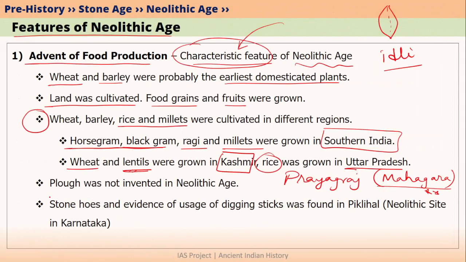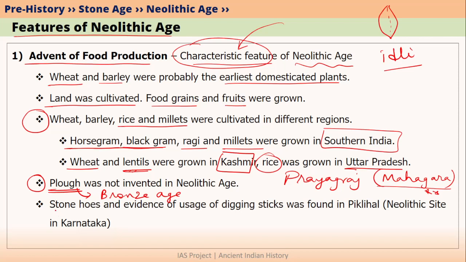Alright, back to Neolithic Age. During the Neolithic Age, plough was not invented. Very important from the point of view of prelims exam. In the case of India, plough was probably invented in Bronze Age, and some Chalcolithic cultures also had plough. But Neolithic Age people did not use plough. Although they did agriculture, they did not invent plough.